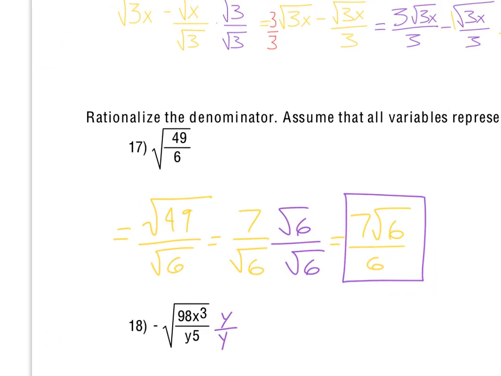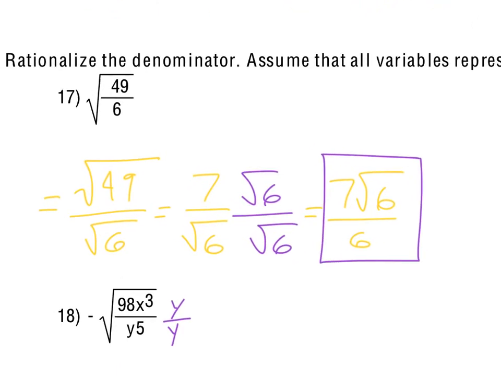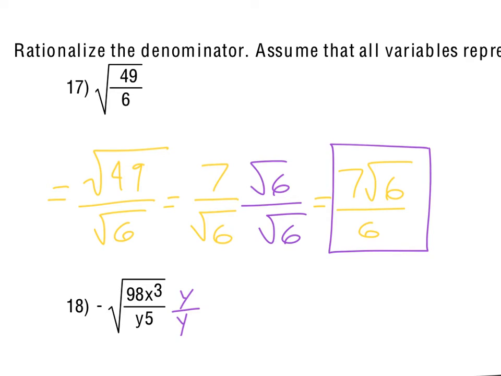For number 17, rationalizing the denominator. With this one, with a square root of 49, I would go ahead and square root that. So we get 7 over the square root of 6. To rationalize that square root of 6, we multiply numerator and denominator by the square root of 6. So we get 7 square roots of 6 over 6.